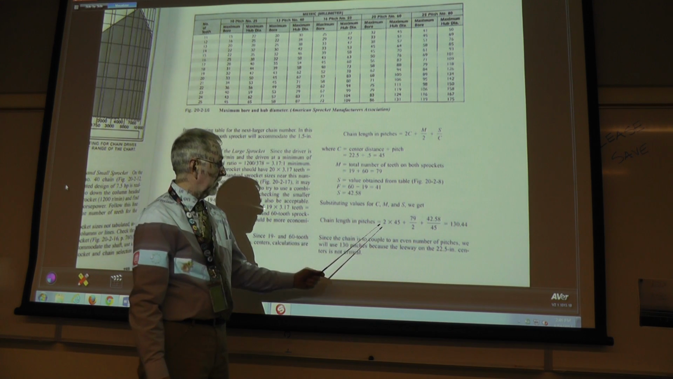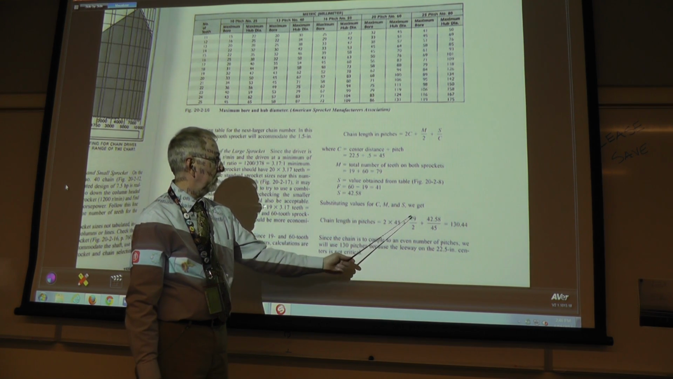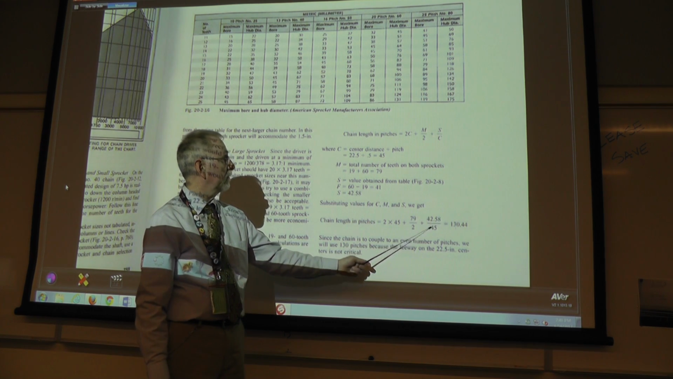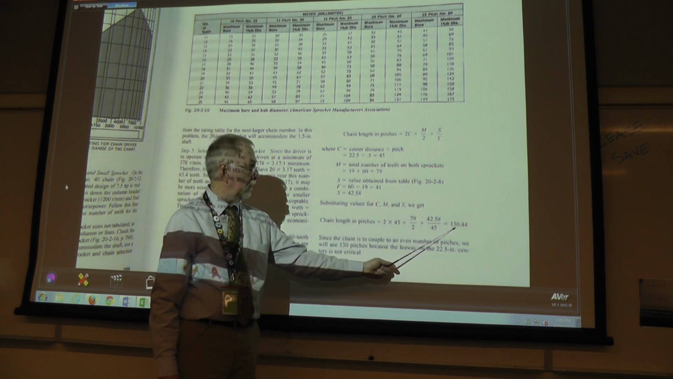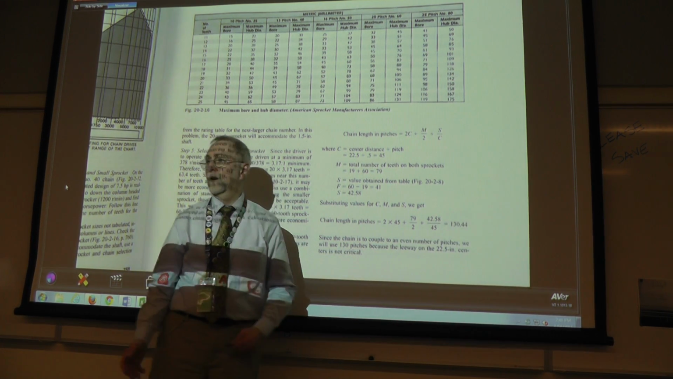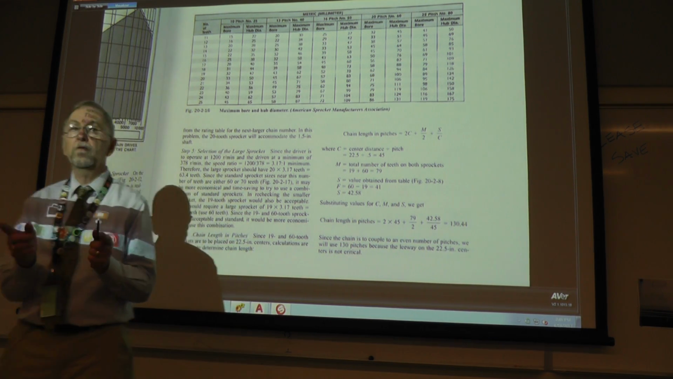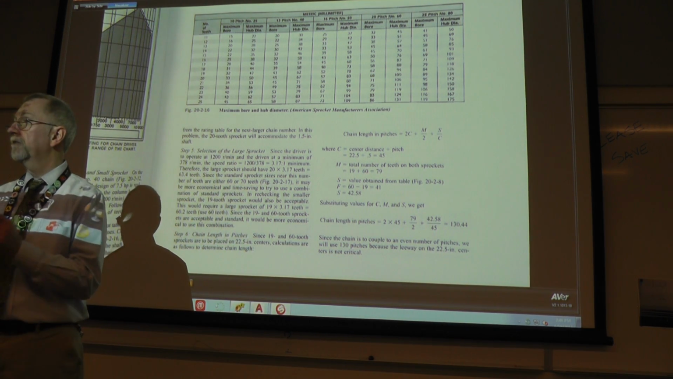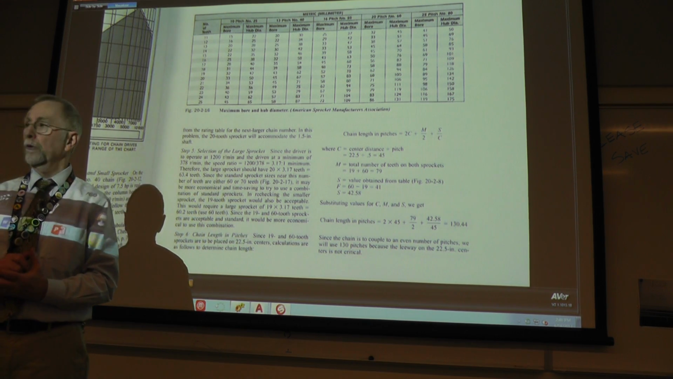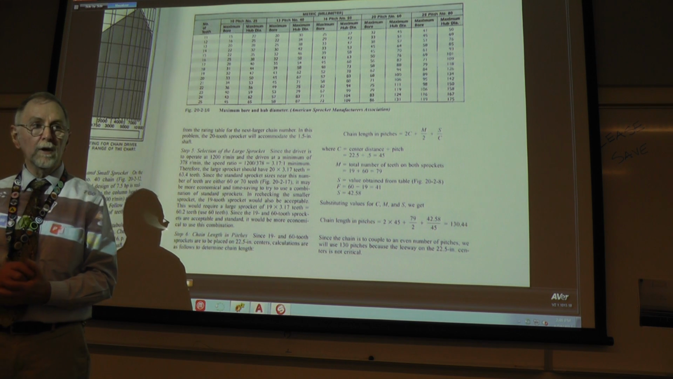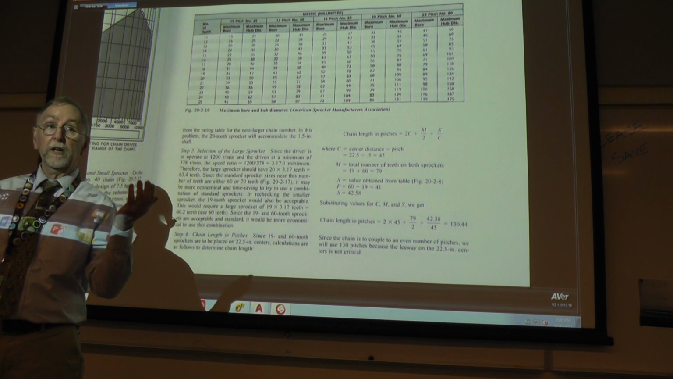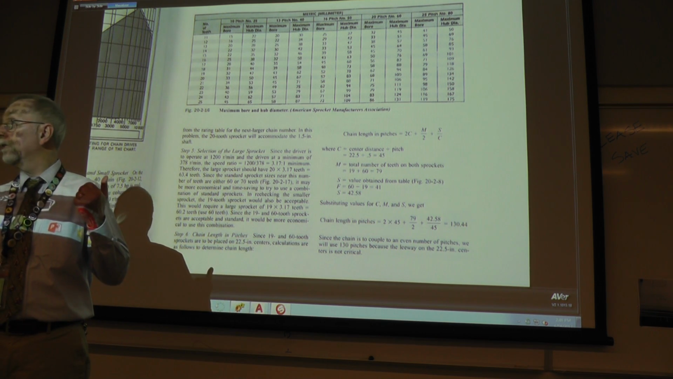So once I get C, I go 2 times 45 plus 79 divided by 2 plus 42.58 divided by 45, which is C. I end up with 130.44 pitches as my chain length. I am looking for an even number of pitches. So I'm going to take 130. I might get 131 something. So then I'm going to decide, okay, can I go with 130 or could I go with 132?